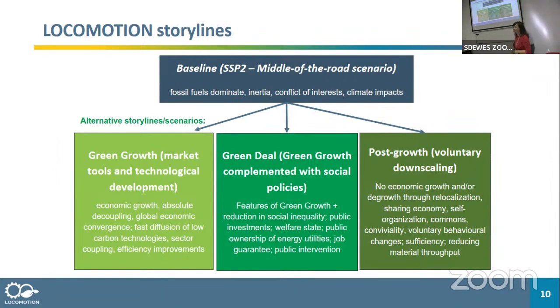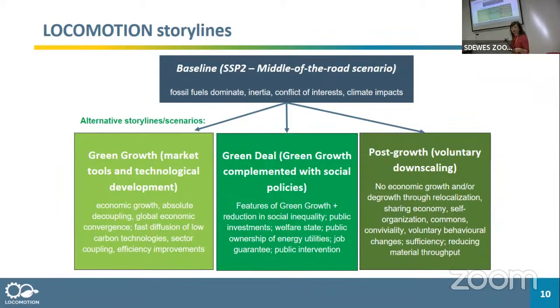Everything is summarized, and we're going to go with keywords for the baseline and the three policy scenarios. The baseline would be SSP2, middle of the road, from the IPCC scenarios, which foresees that fossil fuels will dominate in the future. We will have some inertia to change. Conflicts of interest will arise, and we'll have strong climate impacts all around the world.